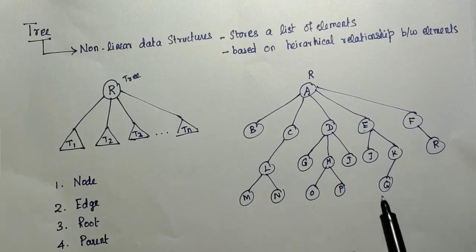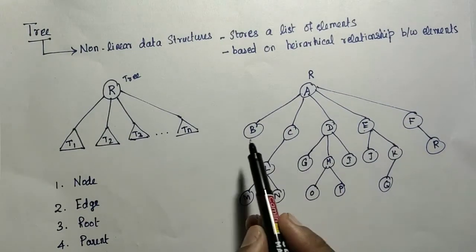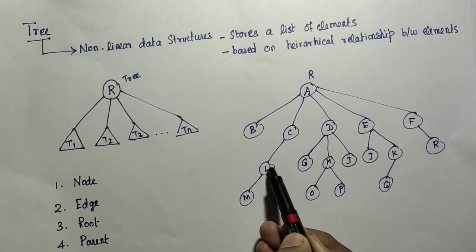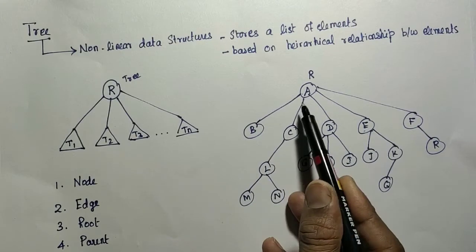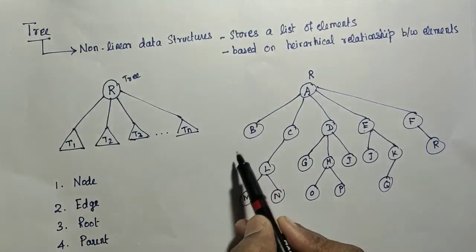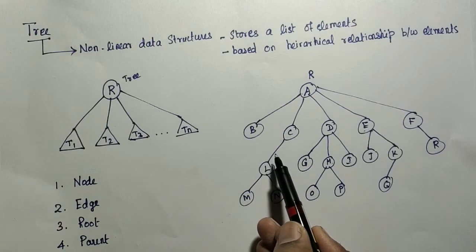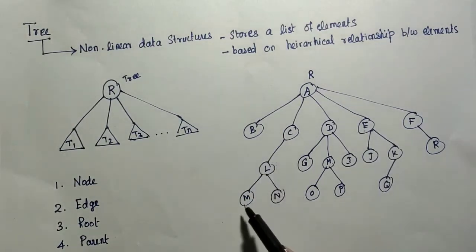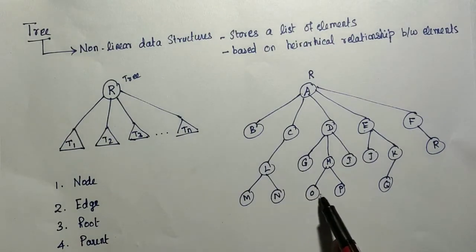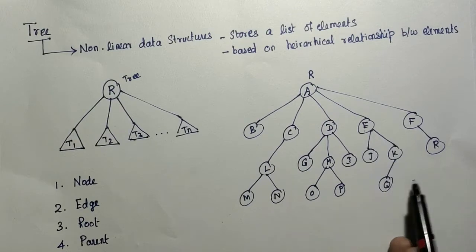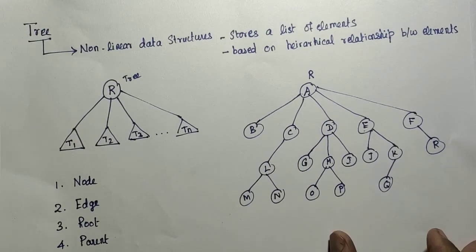So in this example, which are all the leaves? Whether C is a leaf: it has one child, so it is not a leaf. A is not a leaf. D is not a leaf. But consider B, which does not have further branches, no children. So in that case, B is a leaf. So B, M, N, G, O, P, I, J. K is not a leaf. Q and R are the leaf nodes.